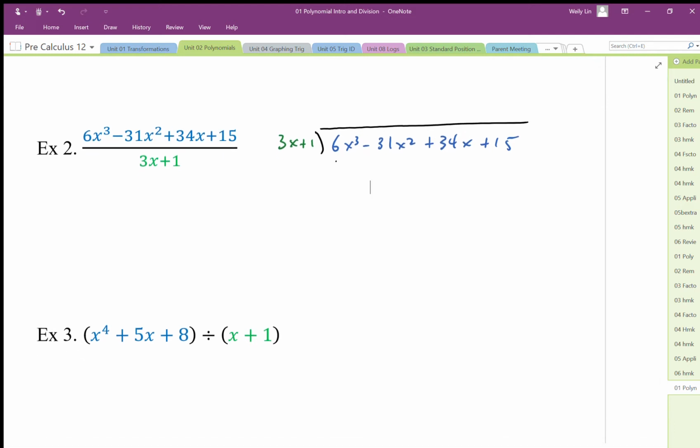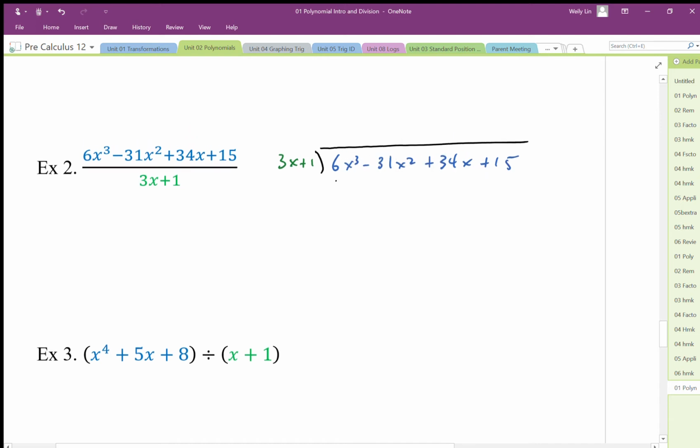So let's practice how this division works. We're going to do our divisor, 3x plus 1, divided into our dividend here, which is 6x cubed minus 31x squared plus 34x plus 15. And the way we're going to start is with what number times 3x equals 6x cubed.